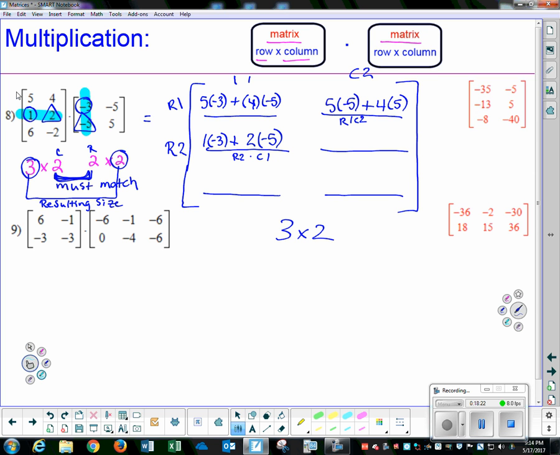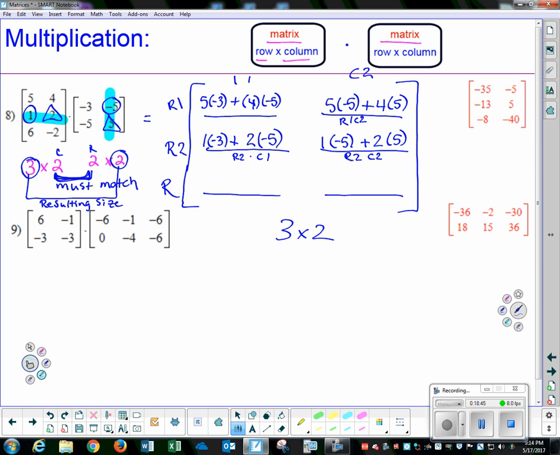All right, now I'm on row 2, column 2, so I need row 2 times column 2. I take the first position with the first position, 1 times this -5, added with the second item in the row, second item in the column, 2 times 5.